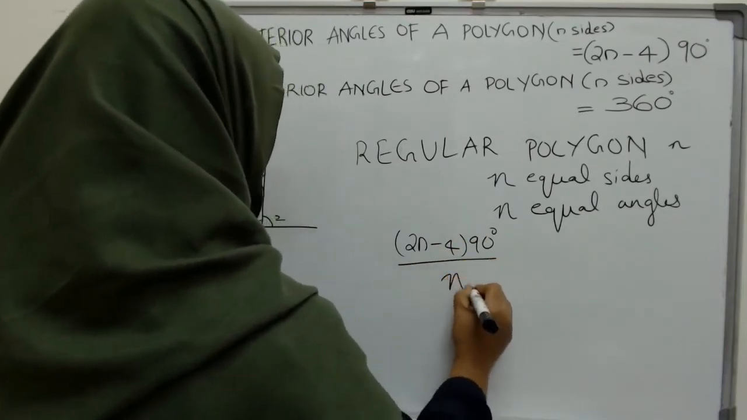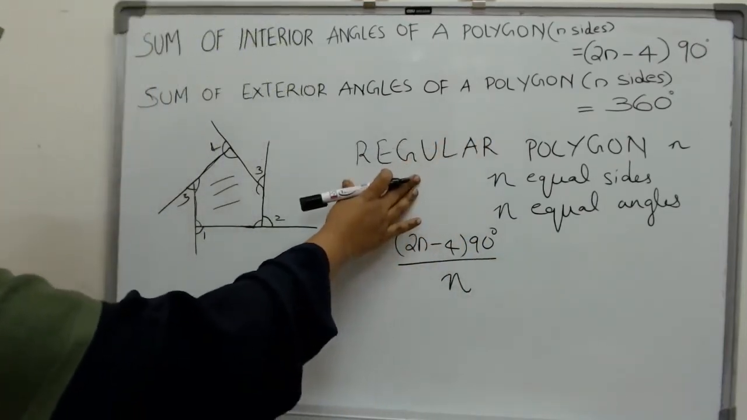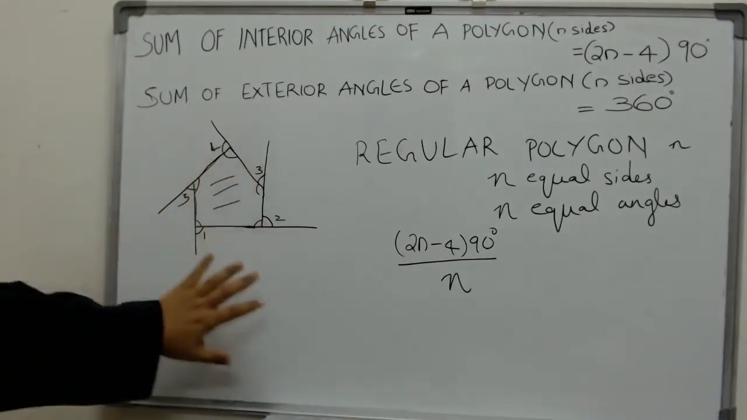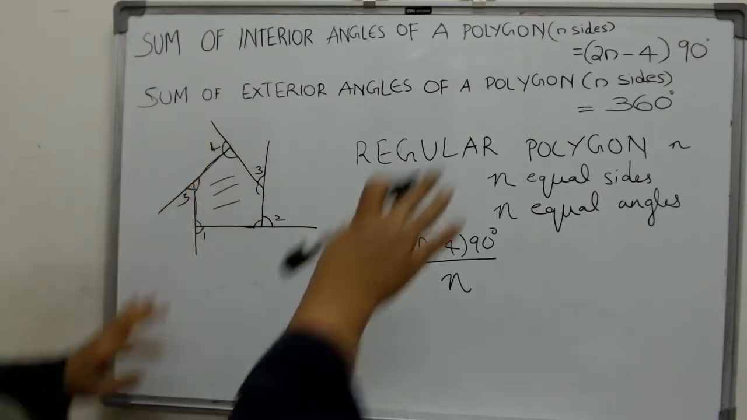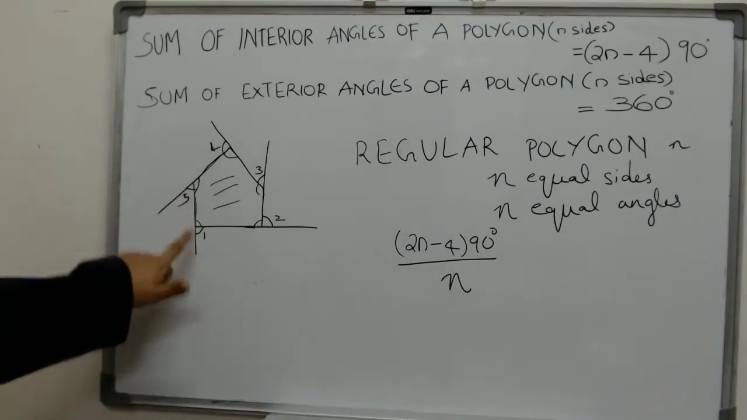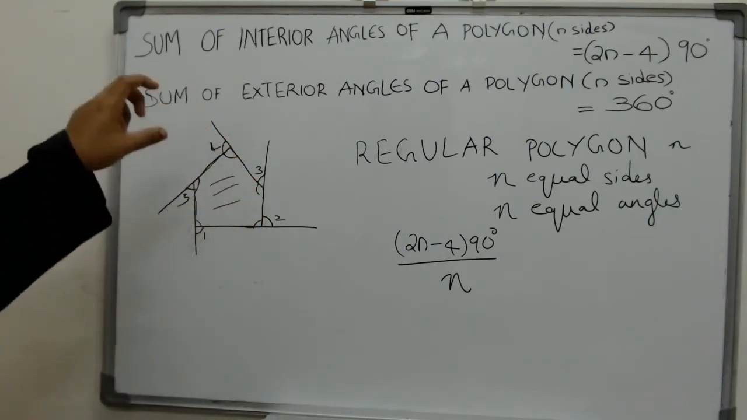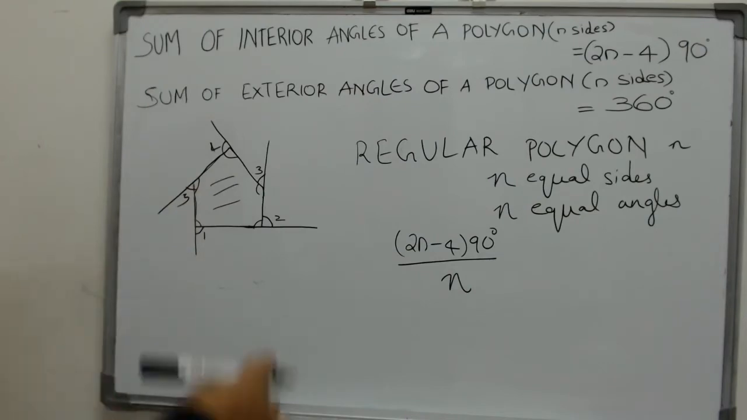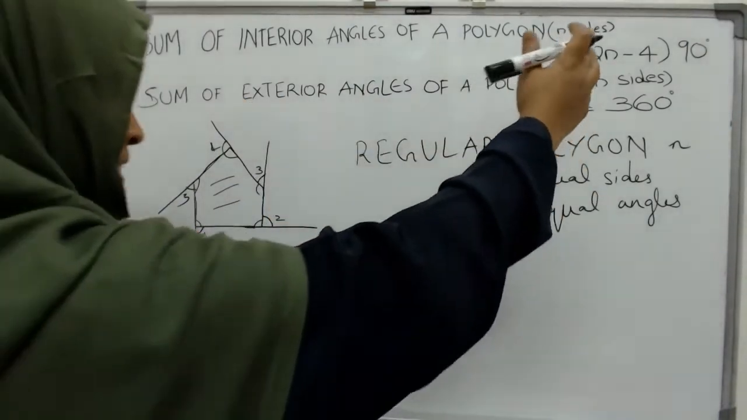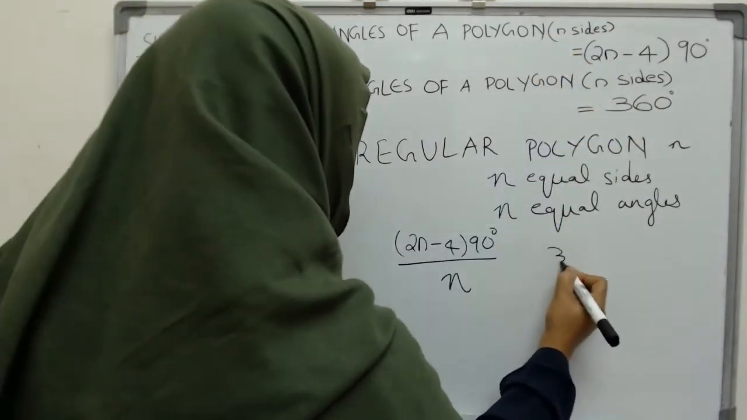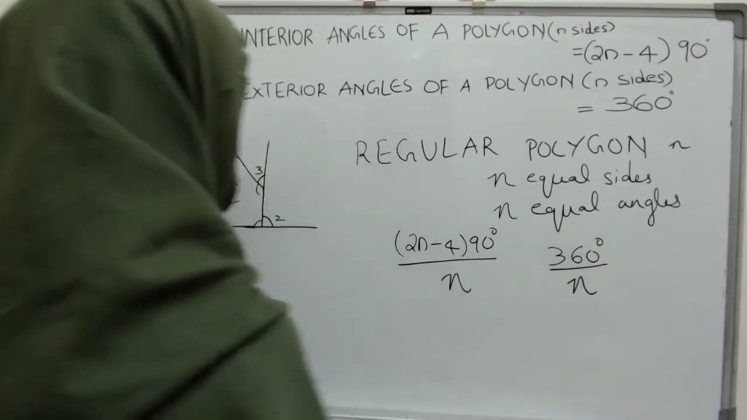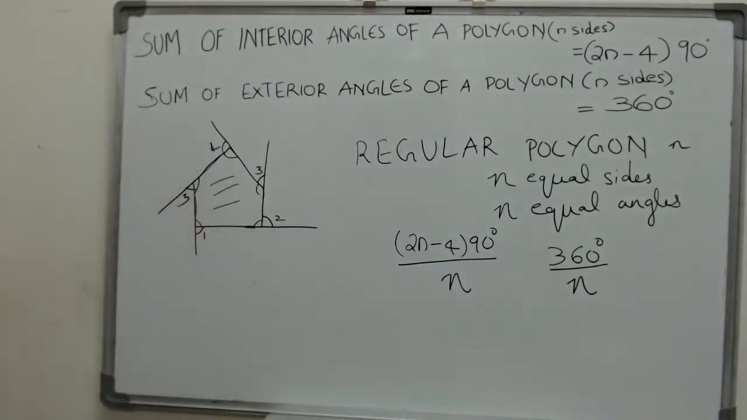divided by n. So if you have a regular polygon, whereas in an ordinary polygon you don't know what the individual measures are, all you can say is that added together they give (2n minus 4) into 90. But if it is regular, it means all of these angles are equal, so you can know the individual angle. In the case of exterior angles, what will happen? If the sum of n angles is 360, each exterior angle will be 360 by n.